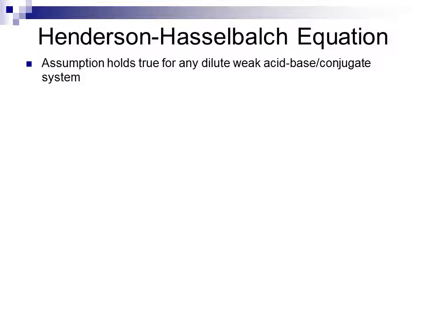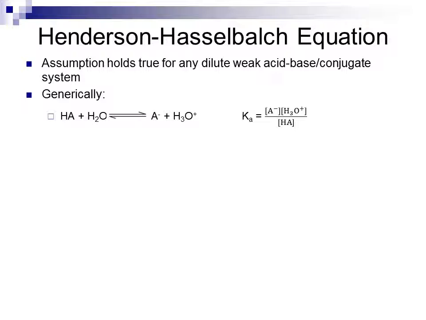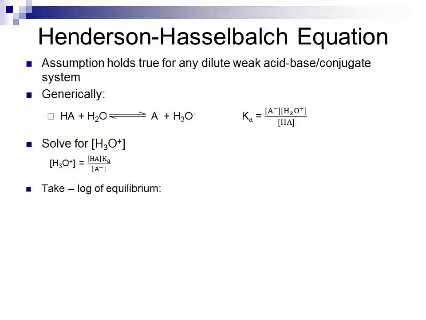Henderson-Hasselbalch equation. The assumption that we just made holds true for any dilute weak acid or base in its conjugate system. Generically speaking then, an acid plus water will ionize to form its conjugate base and hydronium with a Ka value equal to the conjugate base times hydronium divided by the acid. I can rearrange this to solve for the hydronium concentration such that hydronium will be equal to the acid divided by its conjugate base times Ka.